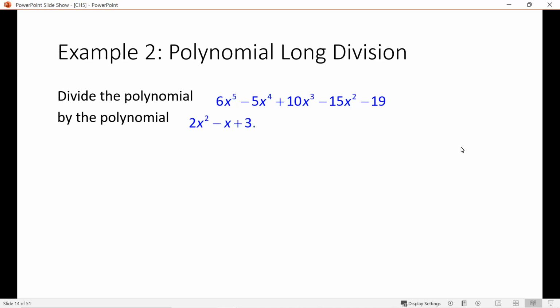All right, let's do another polynomial long division. This time we've got a 5th degree polynomial, and we are dividing it by a 2nd degree polynomial.